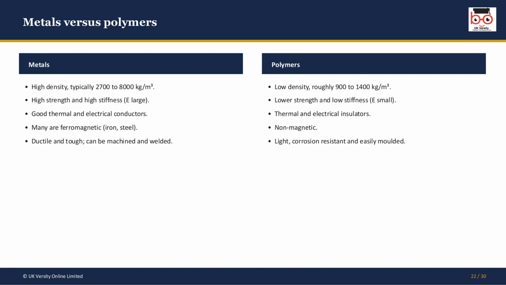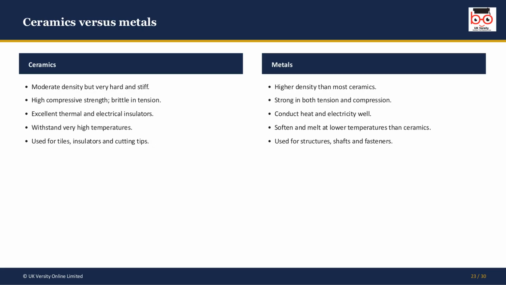Polymers are the near opposite: low density, around 900 to 1,400 kilograms per cubic meter, lower strength and low stiffness. They insulate against heat and electricity, they're non-magnetic, and they're light, corrosion-resistant, and easily molded into shape. Now, let's set ceramics against metals.